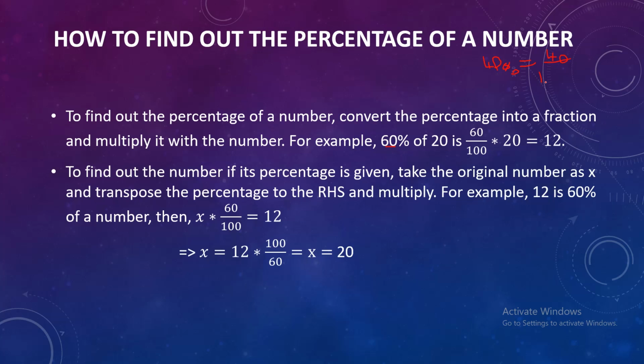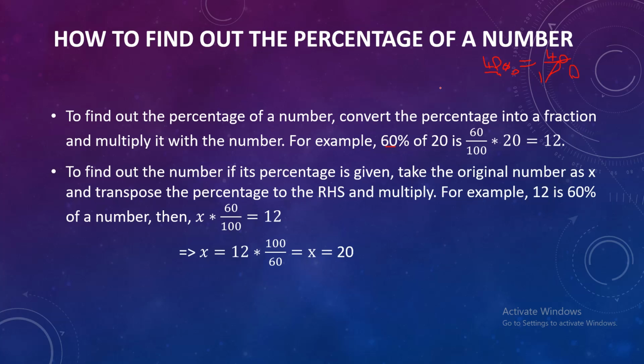So yeah, every percentage can be converted to a fraction by just putting the number in the numerator and giving the denominator as 100. So for example, 60% of 20: 60% can be written as 60 over 100. Like 100% of 20 is 20, obviously, because 100 over 100 cancels out to 1, and 1 into 20 is 20.